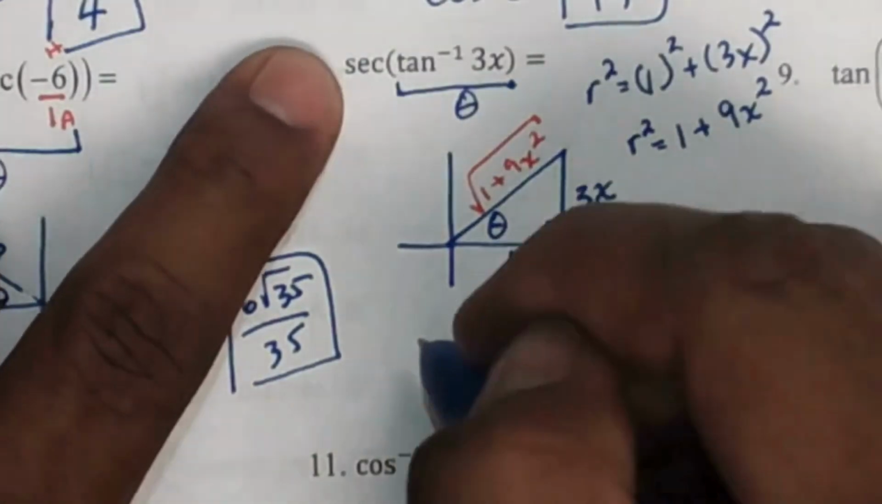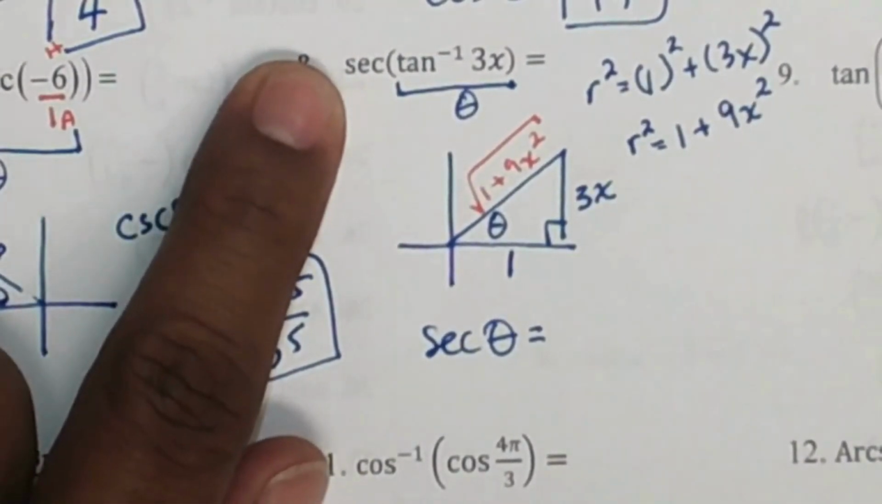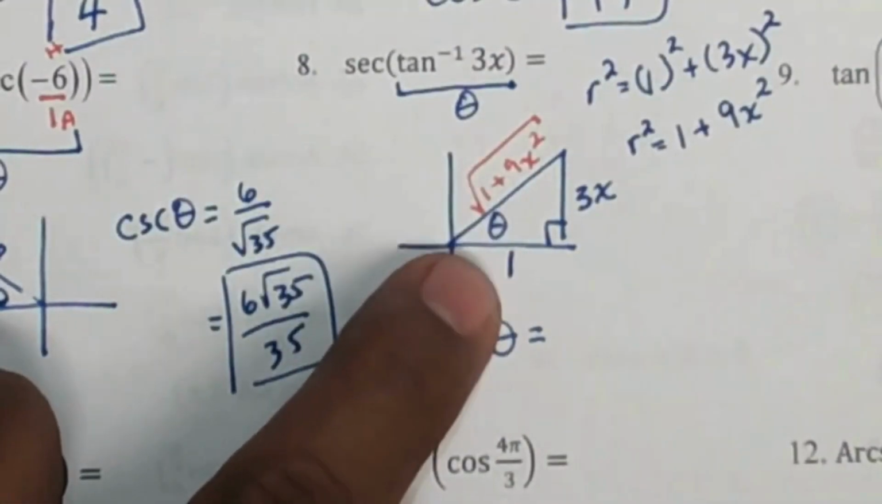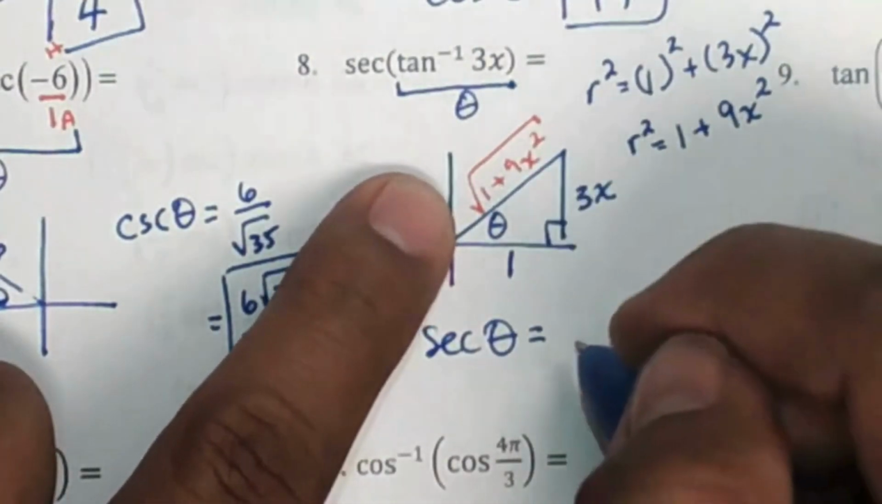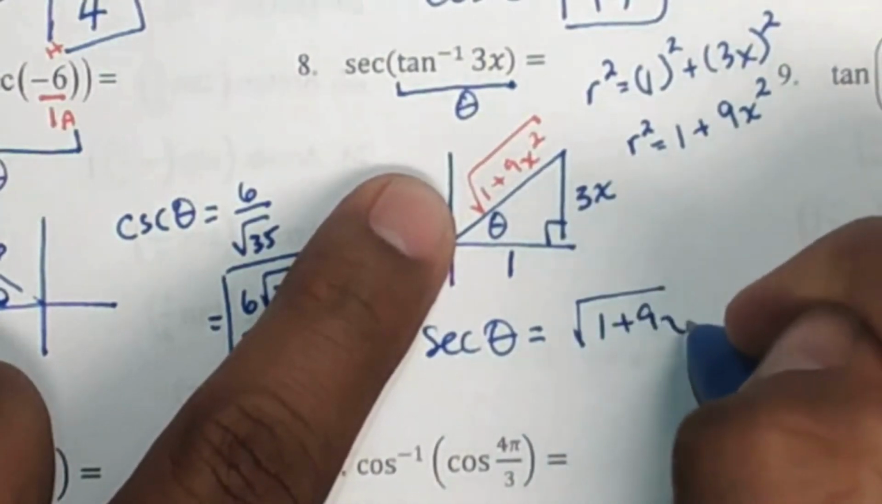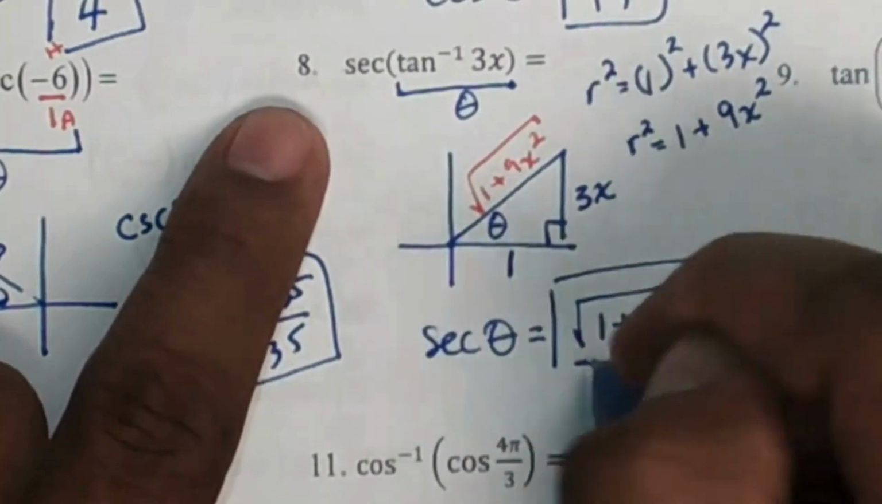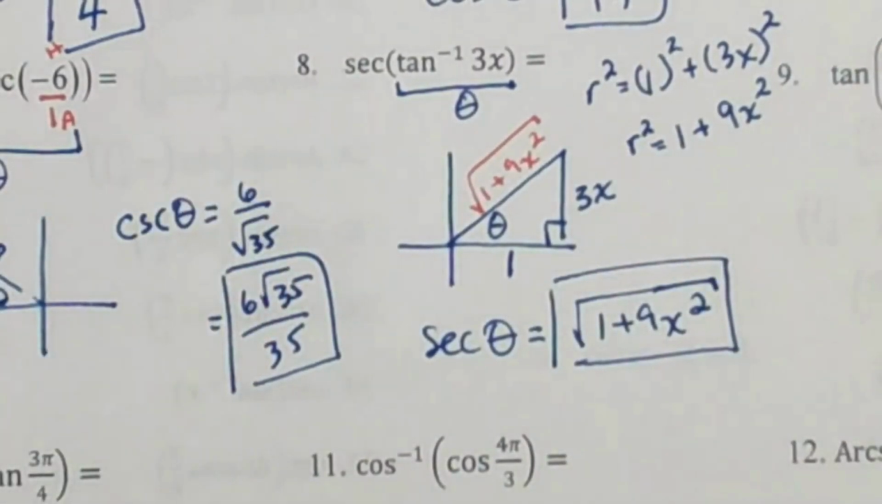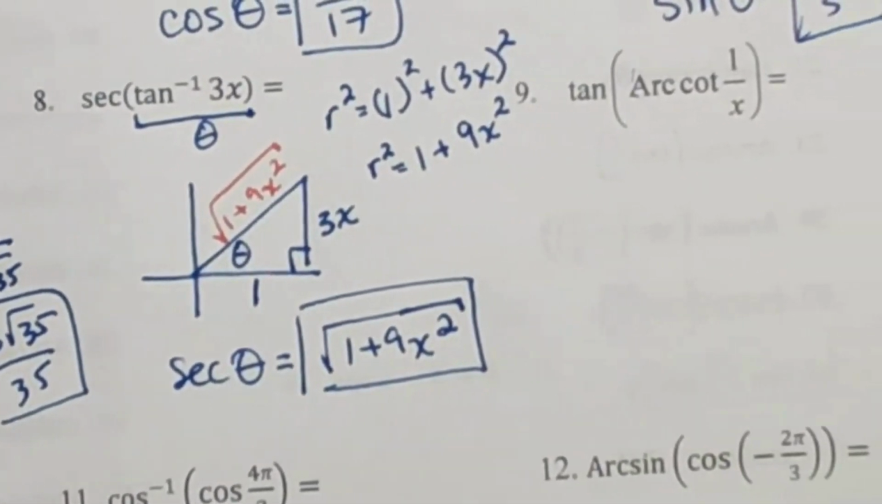So what is secant of that angle? Well, secant is a reciprocal of cosine. Cosine is 1 over that. So that means it's square root of 1 plus 9x squared over 1, which I don't need the over 1. So that's my answer. You could put over 1 if you want to, but who needs it? All right, what about this next one?